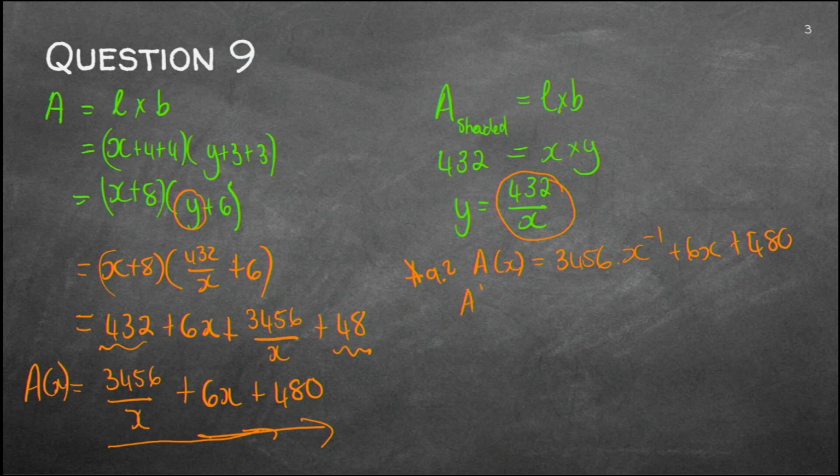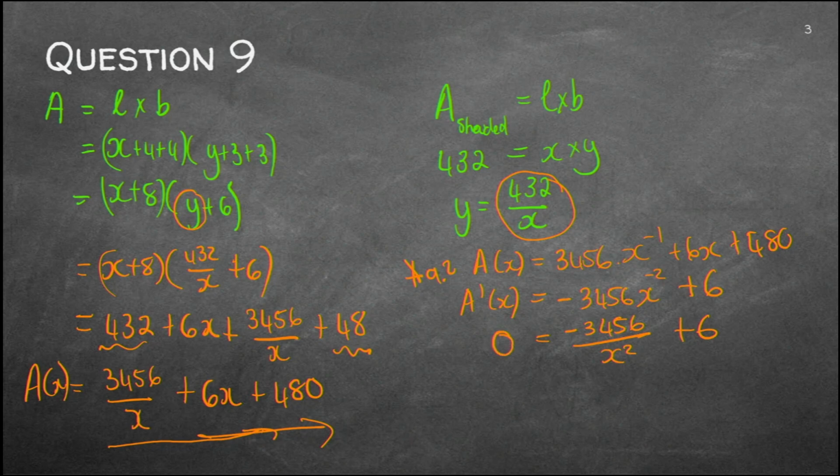Now I can quickly get my first derivative, and it's negative 3,456 x to the power of negative 2 plus 6. Remember, the constant values will fall away. Now I have negative 3,456 over x squared plus 6. And what do I know? At a minimum or a maximum, my first derivative will be 0.